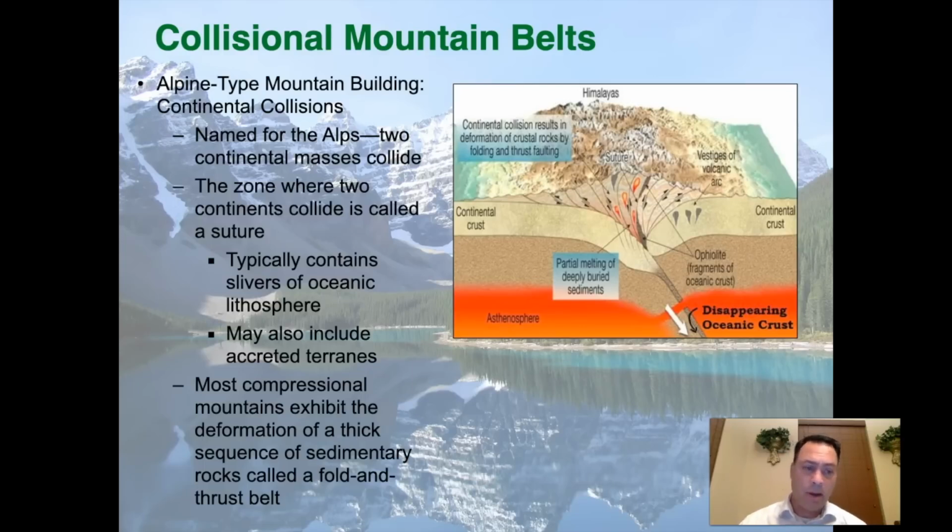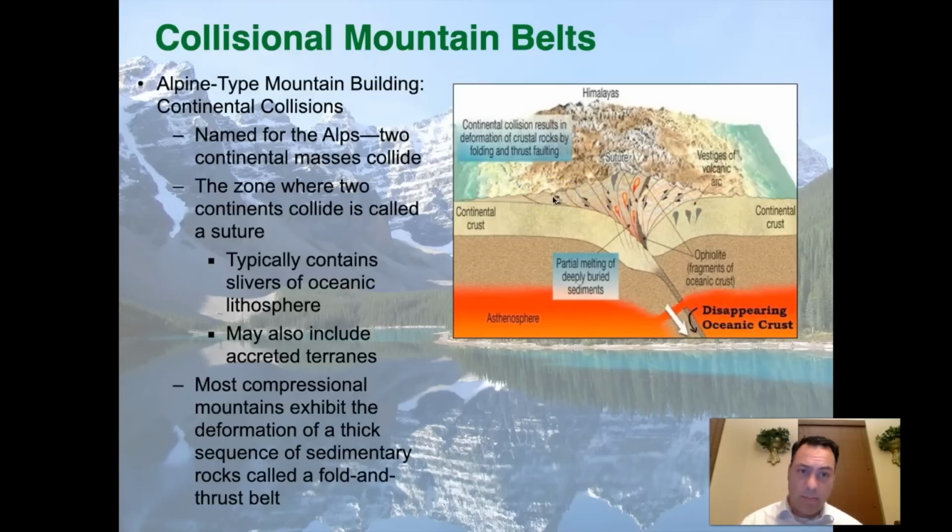These types of mountains are referred to as alpine type mountain building. They're named for the Alps where this was first recognized. Two continental masses collide. It's also extremely well studied. The zone where two continents collide is called a suture. So here we have continental crust, here's continental crust, and here we see a suture that is developed here, where on one side of the suture is this continental crust all smashed together, and on the other side of the suture is this continental crust all smashed together.